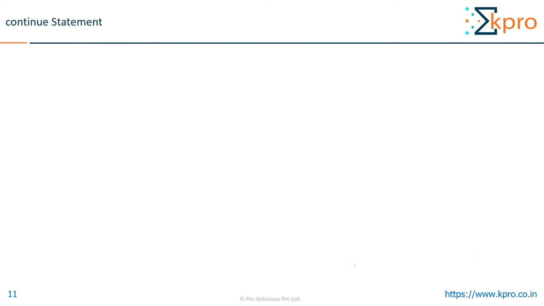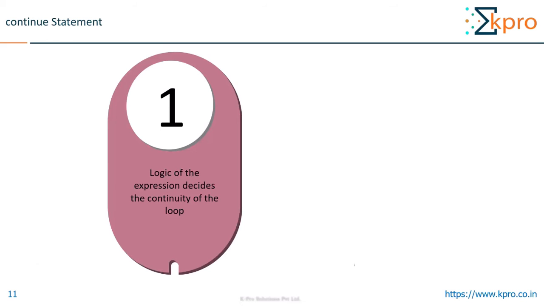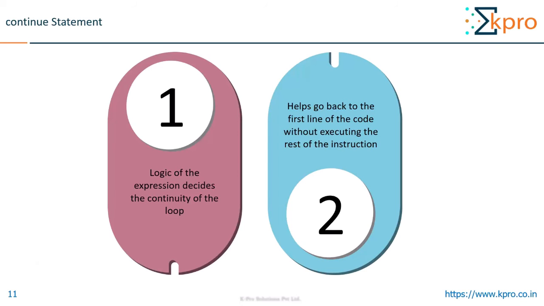Next, let us talk about the continue statement. So in general, the logic of the condition decides the continuity of the loop. But if we want to go back to the first line of the loop while in the process of execution without executing the rest of the loop, we use the continue statement. Now let us have a look at an example where we'll be using the continue statement.